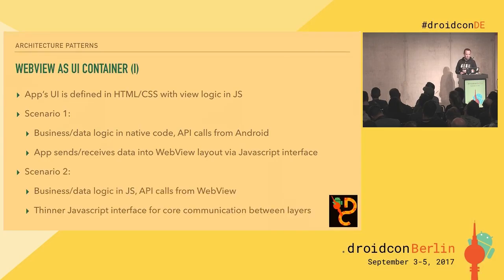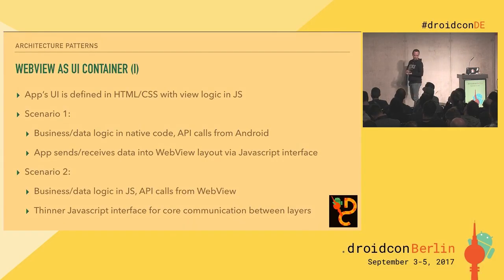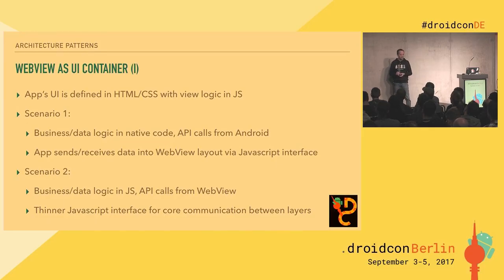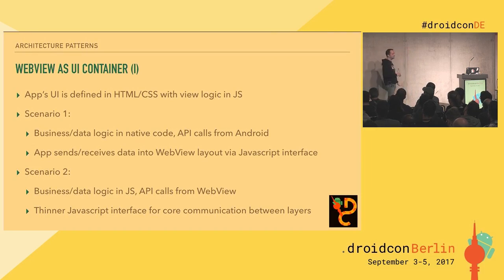The other option is basically you do pretty much everything in the web view. So you say, I hold all my business and data logic in JavaScript. That's what you would naturally use for that. My API calls are done with basically Ajax out of my web view with web technologies. And that interface between your web view and your native app becomes very thin all of a sudden.